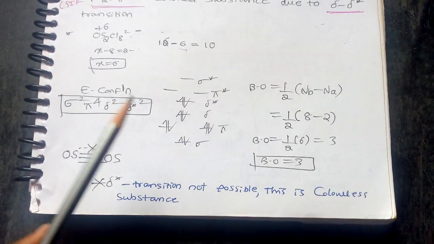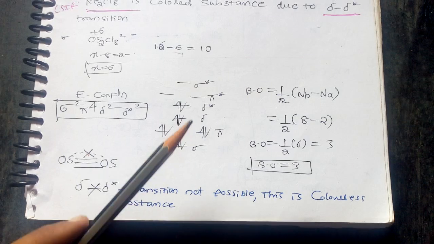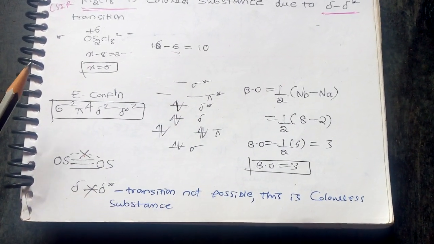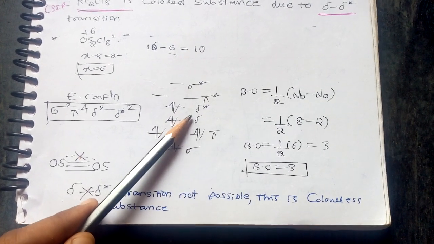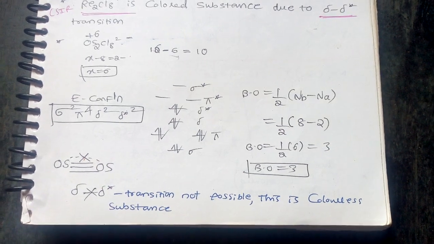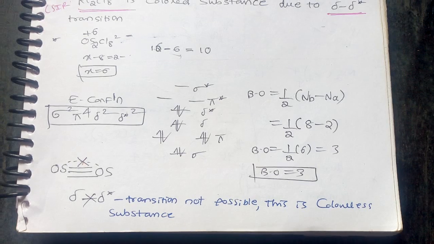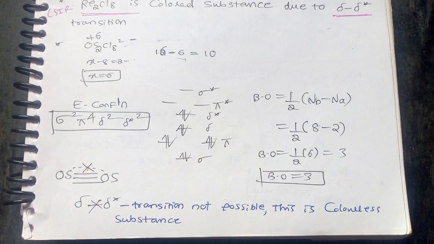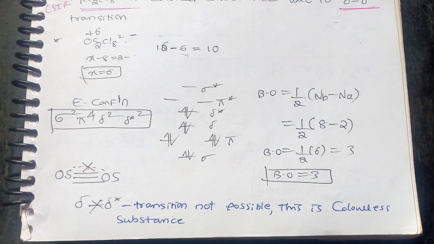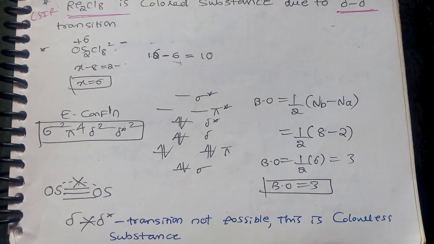This is a colorless complex because here we are not getting delta to delta star transition. Here we are getting delta star to pi star transition, but for color of the complex it should show delta to delta star transition. That's why this complex is colorless. In this video I discussed how to find bond order and whether it gives a colored complex or not. In the coming videos I will discuss some remaining bond order related questions.